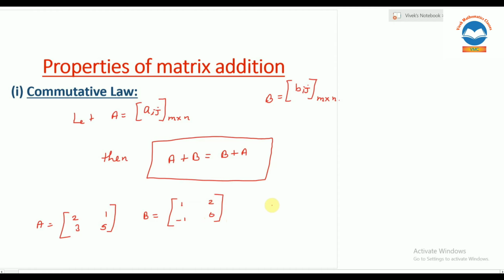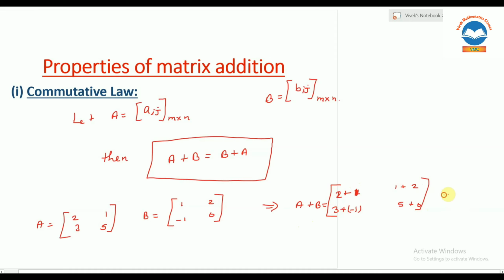So if you want to find A plus B, what will A plus B be? Sorry, here 2 plus 1 you have to add first. 2 plus 1, anyway it will be the same, but A plus B we are writing, so the element of A will be first, then B. So 2 plus 1, and here we will get 1 plus 2. And next we will get 3 plus minus 1. Next will be 5 plus 0. So what are we getting?